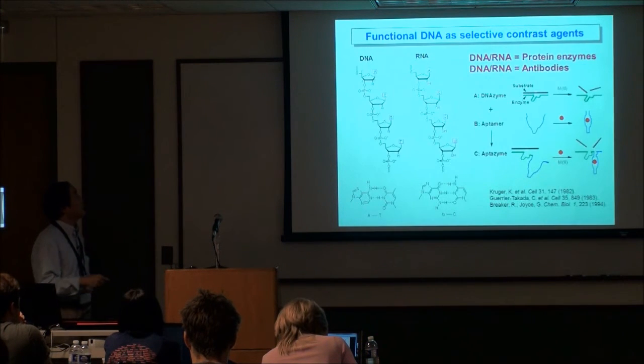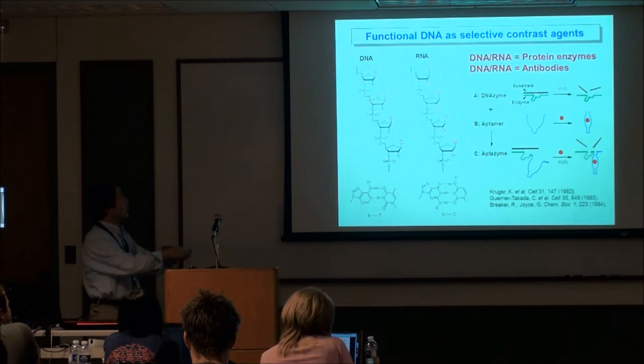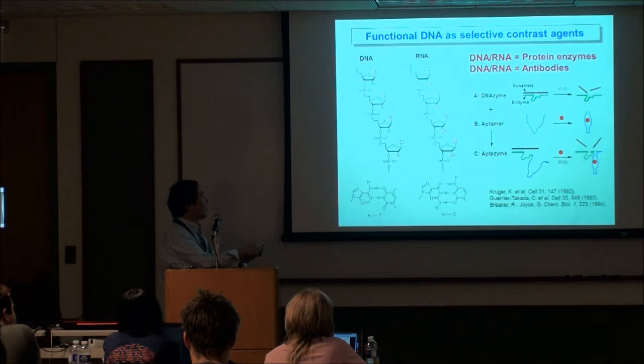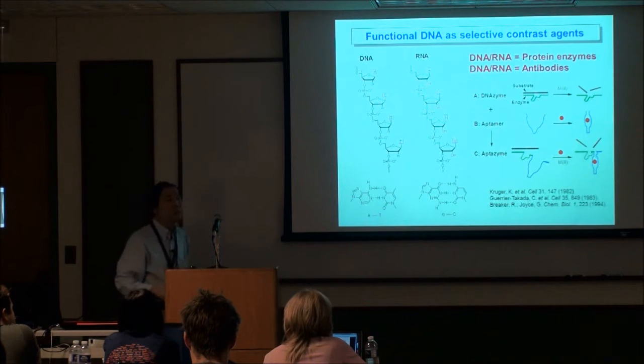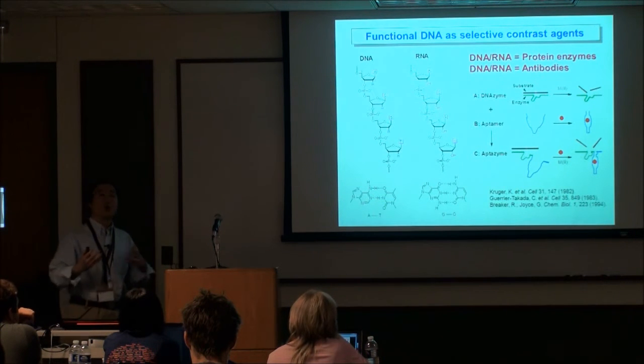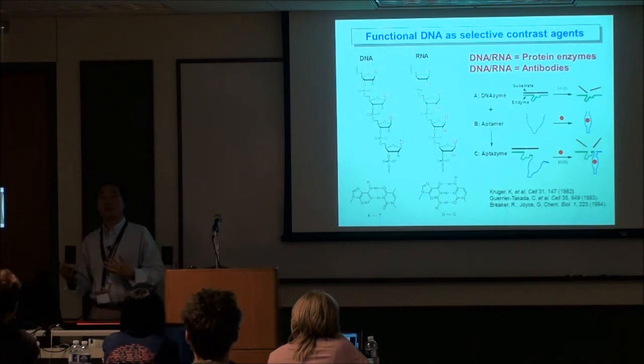So let's come to today's talk: functional DNA. What is DNA? We all know this is DNA, and we all know RNA. The difference between DNA and RNA is basically one is H and the other is an OH group. We all know DNA is a good genetic storage material, which is why we're different from each other, and RNA is a genetic information transfer material.